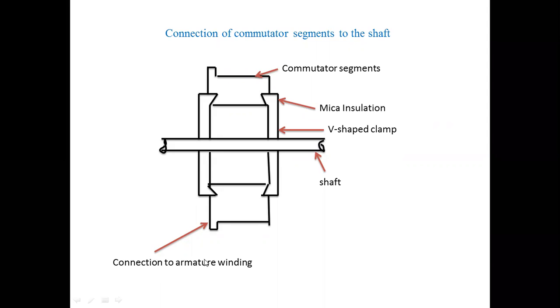And here the armature winding has been connected, not only here, it is connected here also. The armature winding is connected to all the commutator segments, and here the brushes are placed above. These brushes are the fixed ones, and only the commutator rotates, because the commutator is placed on the shaft itself. Therefore, this is the complete rotation of the commutator system, the connection of the commutator segments to the shaft.